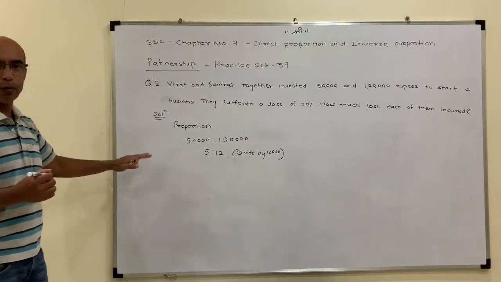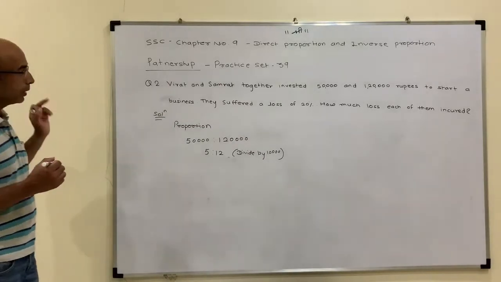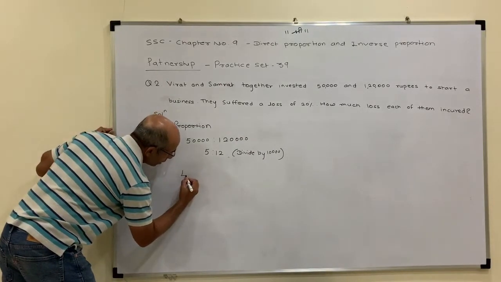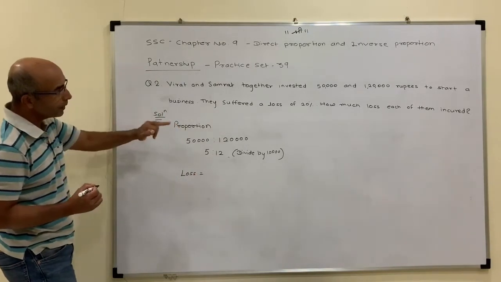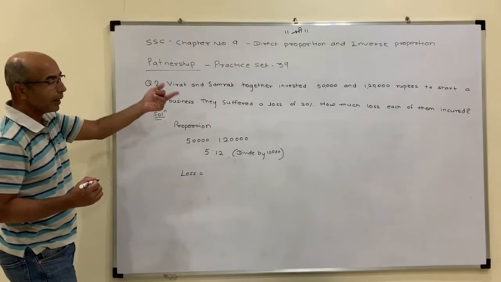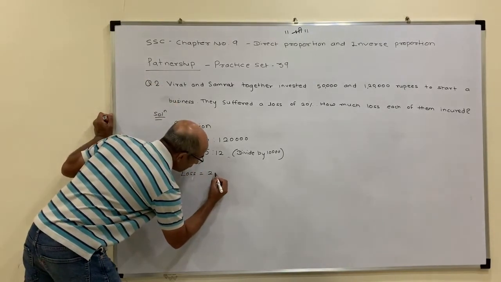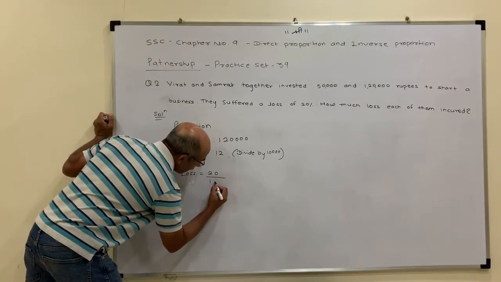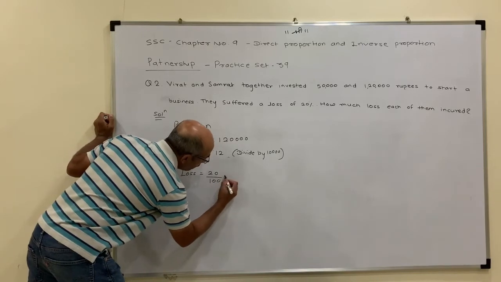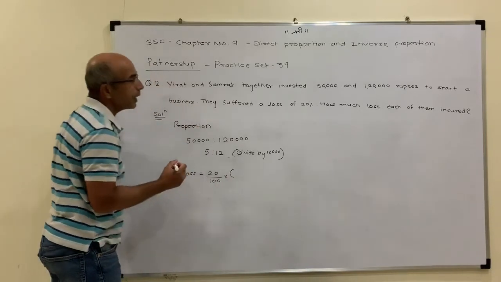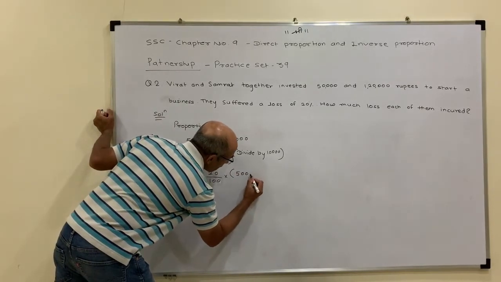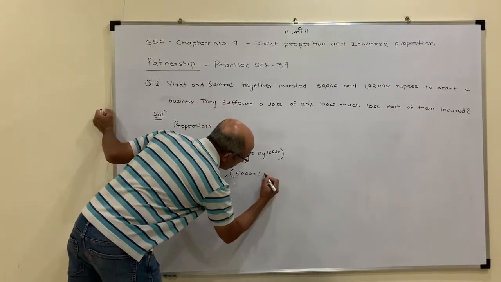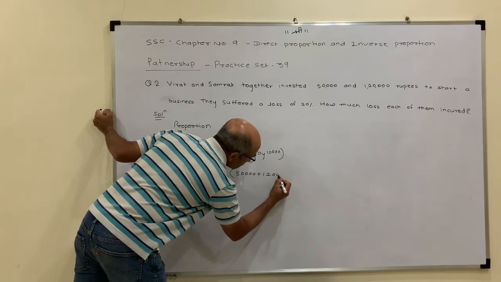Yeah. So now I have identified the ratio. Now I need to find the loss, which equals 20% on what? The capital. So 20 divided by 100, and on what? The capital. How much is the capital? 50,000 plus 1,20,000.